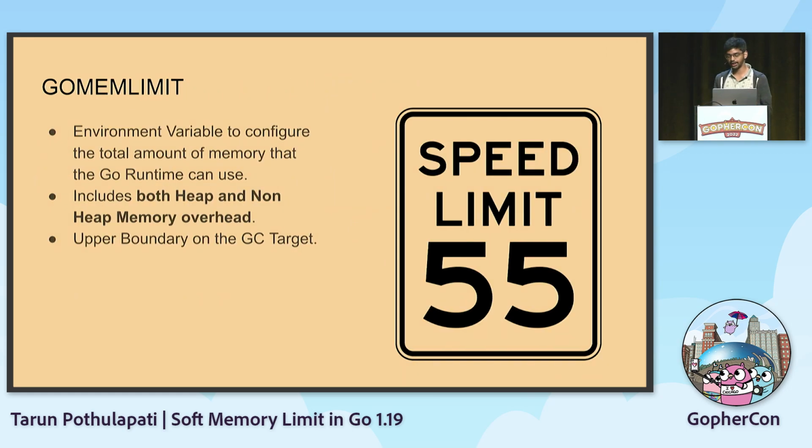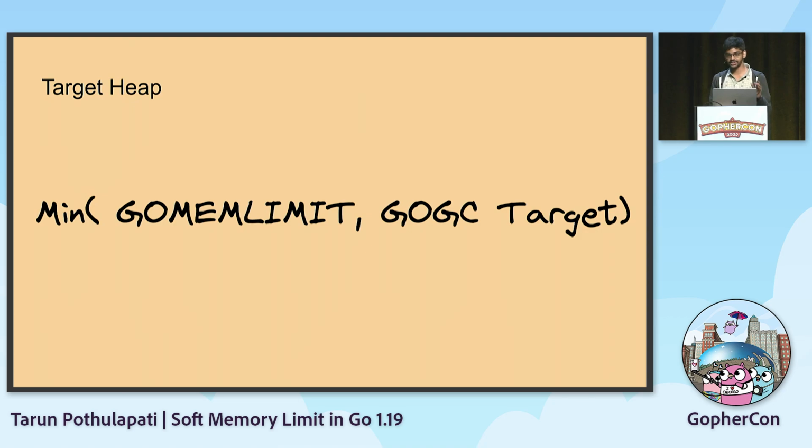So that's where GOMEMLIMIT comes in, right? It's a configuration variable through which you can set an upper limit on the GC target. The GOMEMLIMIT includes both heap and non-heap overhead. So this means now the target heap is the minimum of GOMEMLIMIT and the GOGC target. So in the previous 30 to 60 example, if you have a GOMEMLIMIT of 60 MB, your target will never be 80 MB. The GC cycle would be triggered at 60 MB, so you don't have your application out of memory.